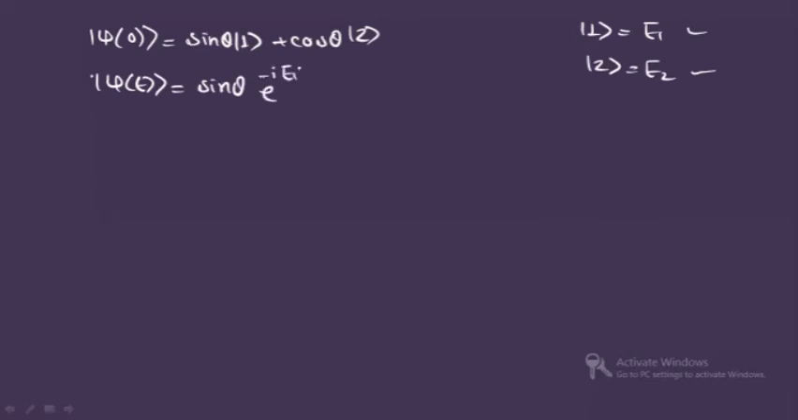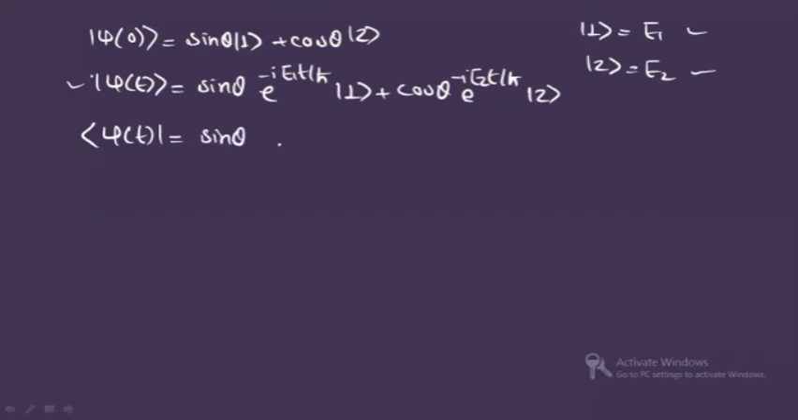e to the power minus iE1 t by h cut, the state, plus cos theta e to the power minus iE2 t by h cut, and here you will have what? State. All right. This is the ket notation. Now we will write the bra notation of psi t. You can write it as sine theta e to the power... When you write the bra notation, the imaginary terms will become positive. Negative will become positive, it will change sign. All right, minus will become plus. So e to the power iE1 t by h cut, the state, plus cos theta e to the power iE2 t by h cut, the state.